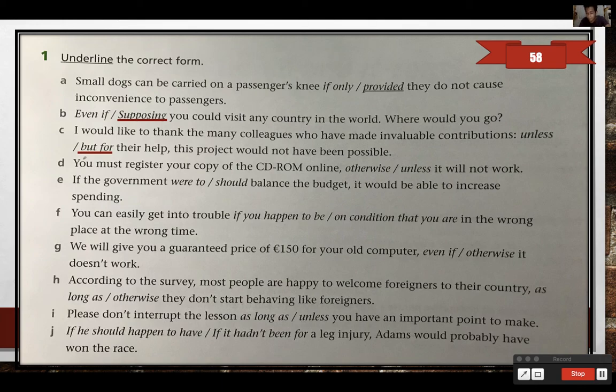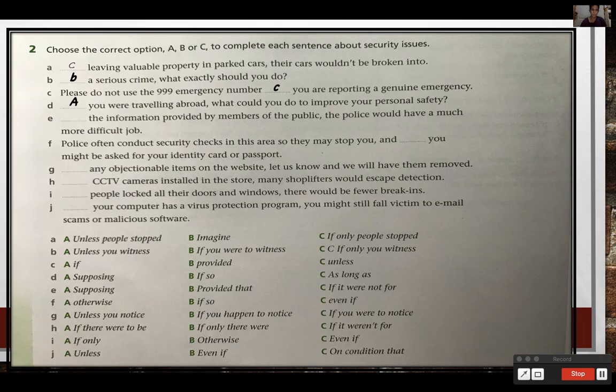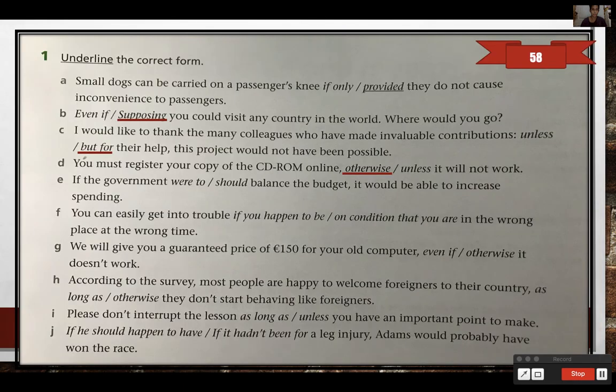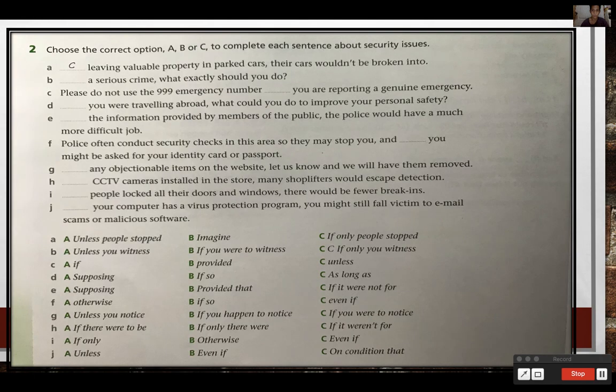You must register your copy of the software online, otherwise, or unless, it will not work. This is too easy. What is the answer? Very well. Otherwise, de otra manera no funcionará. Okay? So you have to do the same with the other sentences. Okay, let's continue.